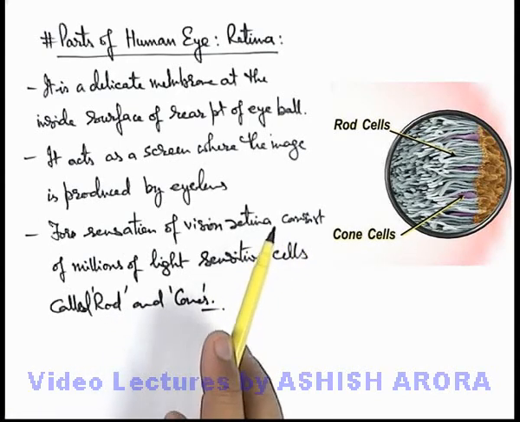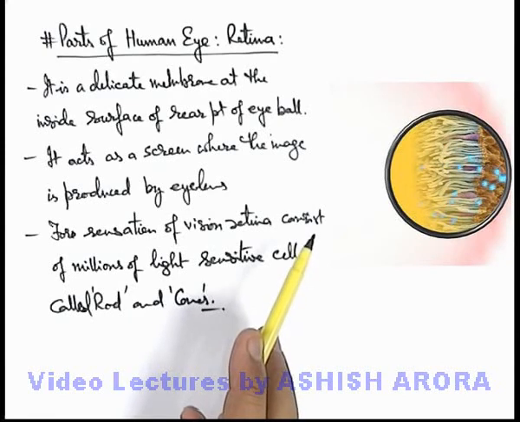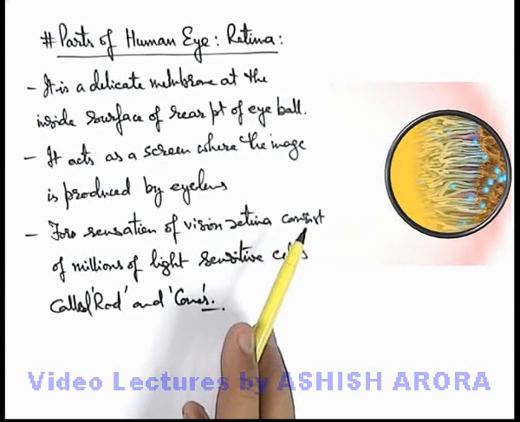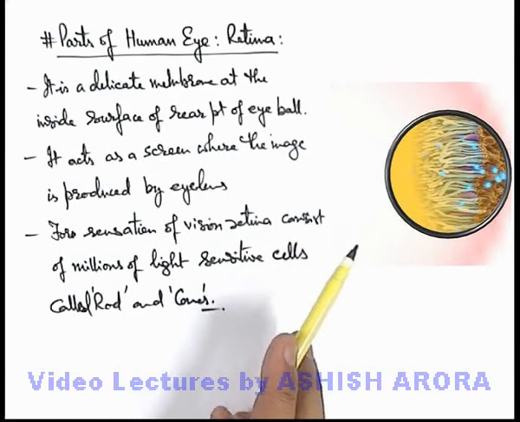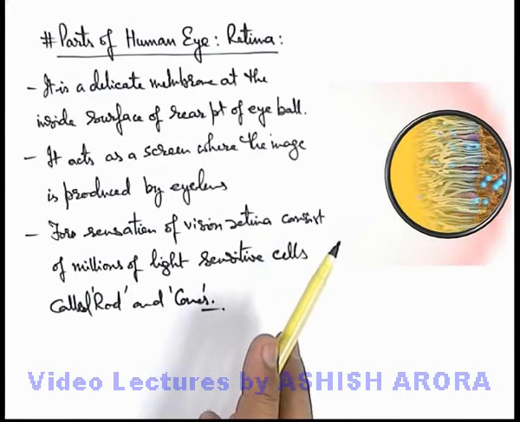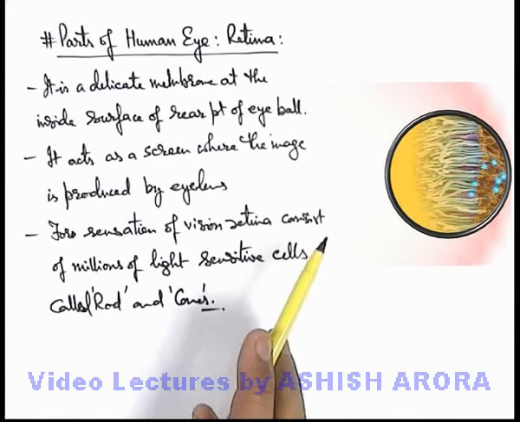And when light falls on these cells, which are photosensitive cells, electrical impulses are generated due to the light falling onto them. And these impulses are carried to the brain, and we are able to see the image.